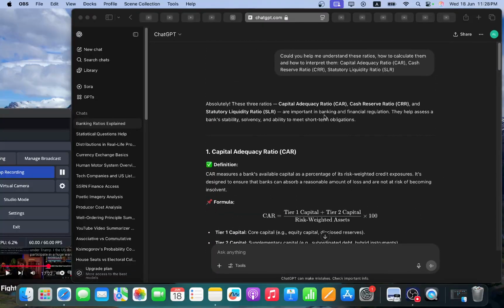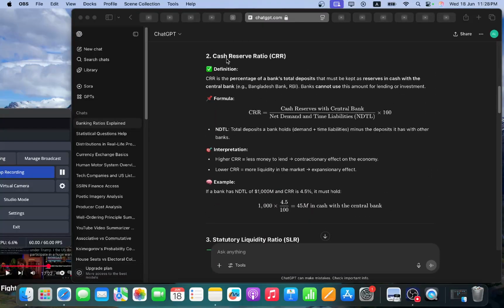In addition to that, we have two others. Cash reserve ratio, CRR, is a percentage of a bank's total deposits that must be kept as reserve in cash. So we looked at cash reserves. For instance, we get deposits of 1000, not 100 but 1000, and we would keep at least 100 in cash. So that is basically the cash reserve with the central bank, as a percentage of total deposits.